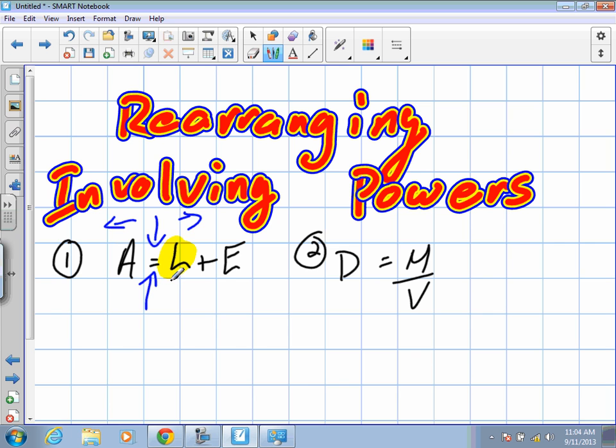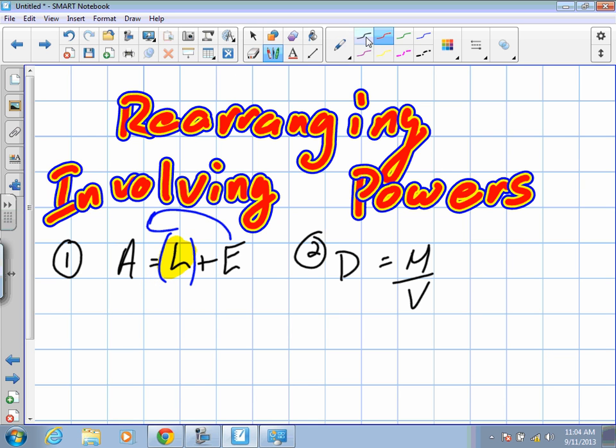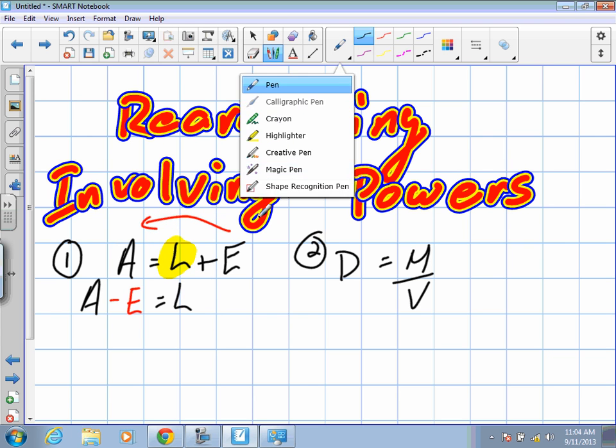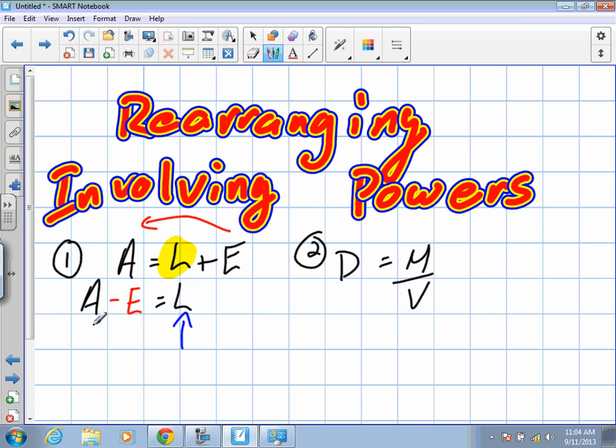So if we're isolating for L, the easiest thing to do is to leave L by itself and move the other letter over. In this case, it's a positive E. So when the E is moved to the other side, it becomes negative E. So in other words, L is equal to A minus E.